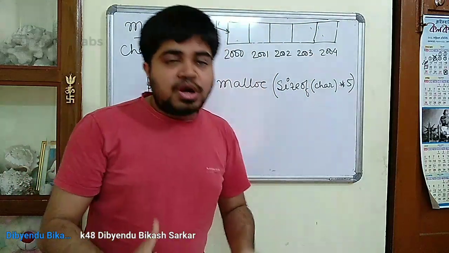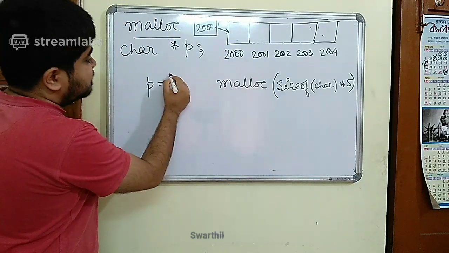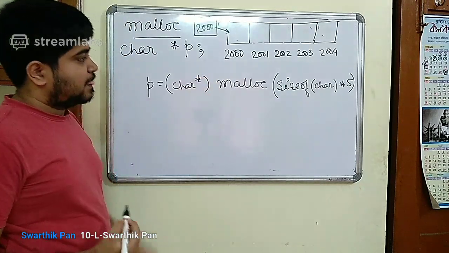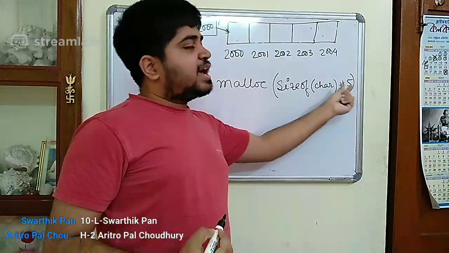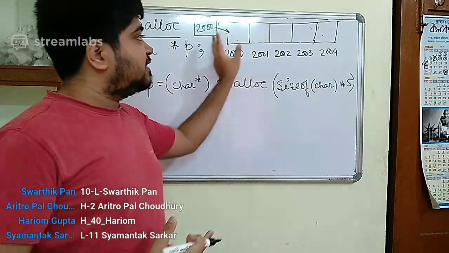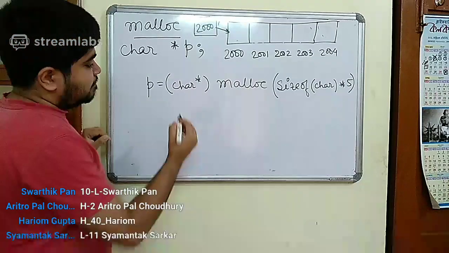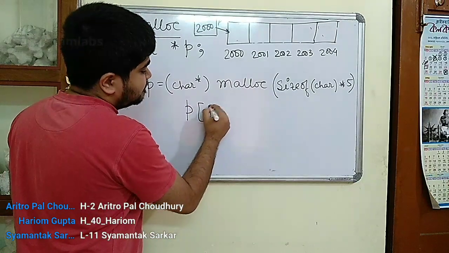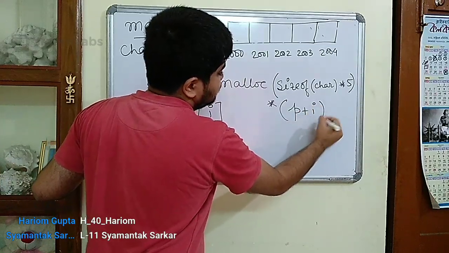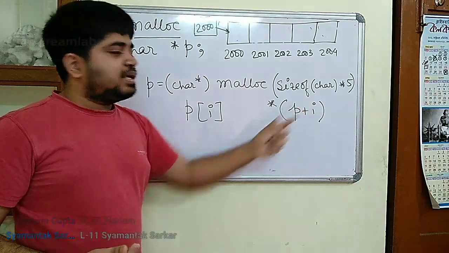So what I need to do is typecast it. For that typecasting over here, I have to specify char star: char star malloc size of char multiplied by 5. This will do the job of dynamically allocating 5 such locations and storing the base address in p. Now you can simply use it by p of i or star of p plus i. Both will suffice.